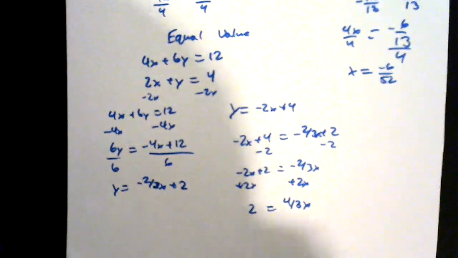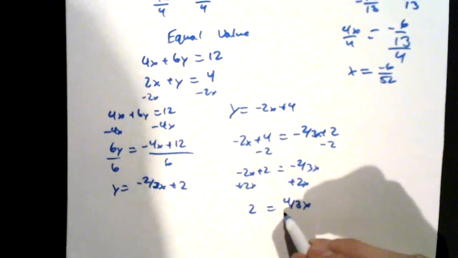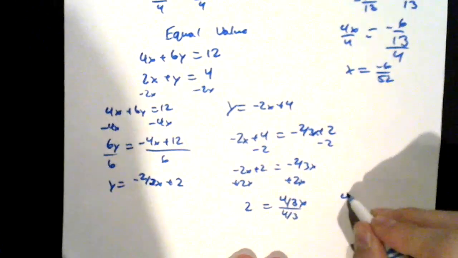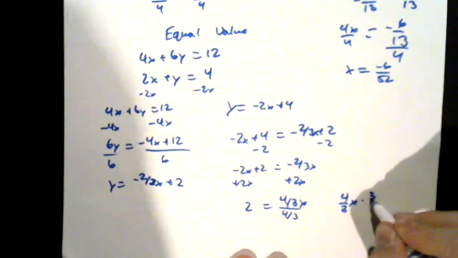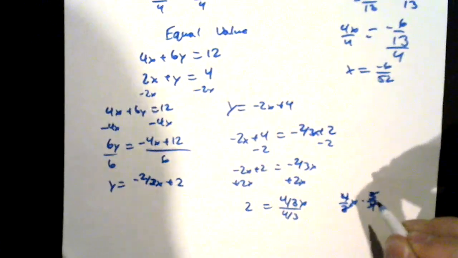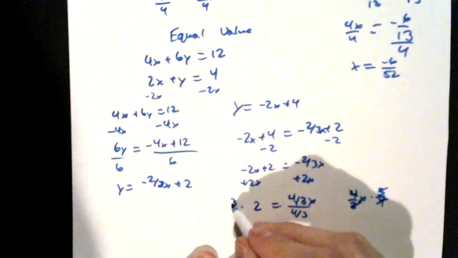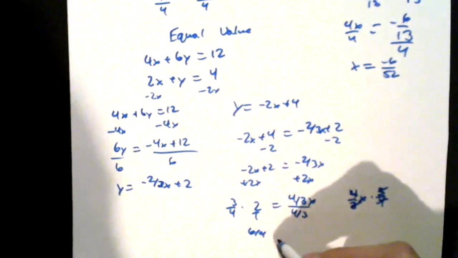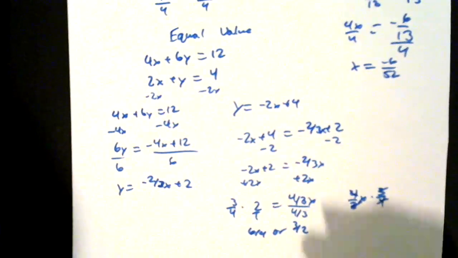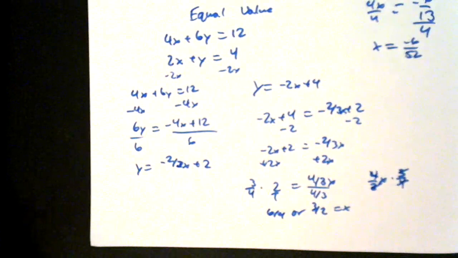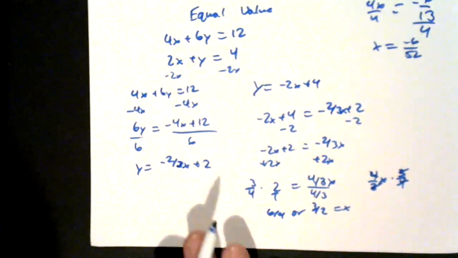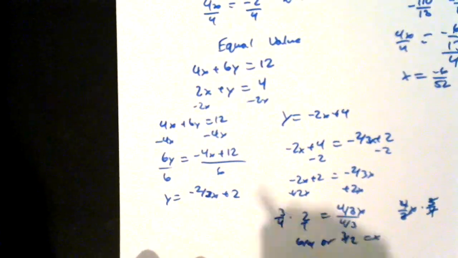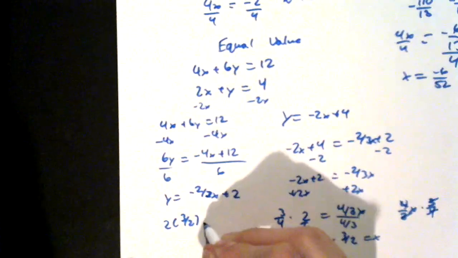So 2 equals 4/3 x. Now, divide by 4/3, or I like to do times by 3/4, because that cancels out. So 2 times 3/4, that's over 1, 6/4, or 3/2 equals x. So now, knowing that, we'll plug it back into the bottom one because that'll go in good. 2 times 3 halves plus y equals 4.